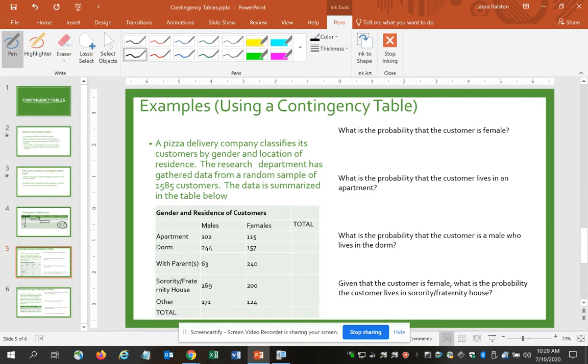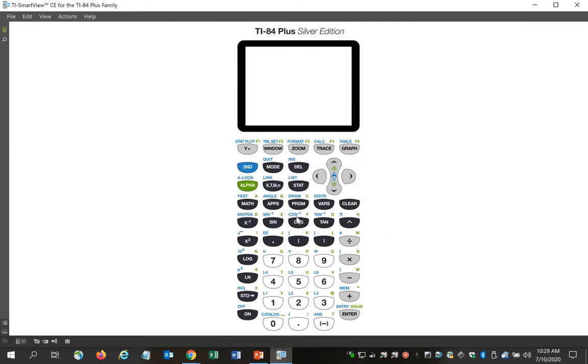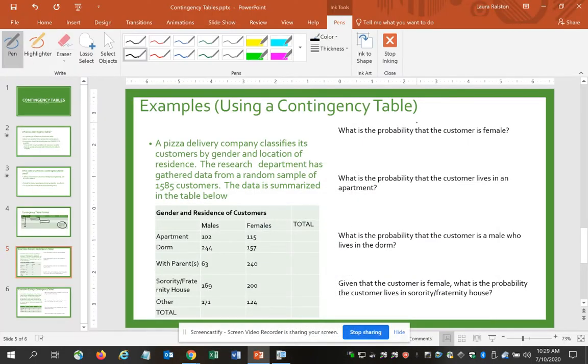You would have 102 plus 115. I mean, it's simple addition. If you want to pull your calculator out, you would type 102 plus 115, enter, you get 217, and then you just fill in the chart. So I know that the number of people living in an apartment was 217. And you could continue that process. Okay, I'm sure that you can add.